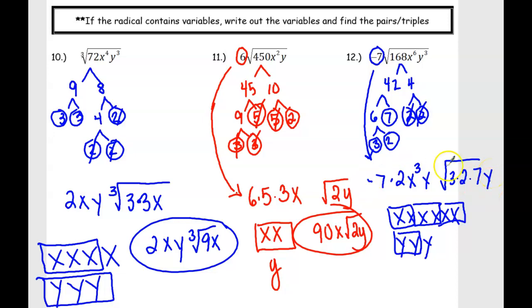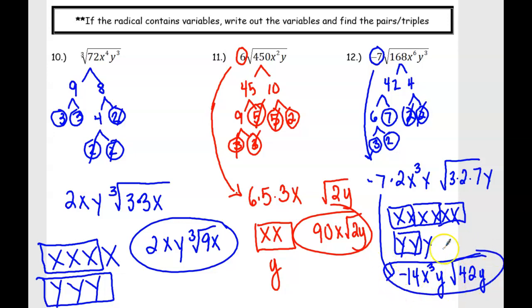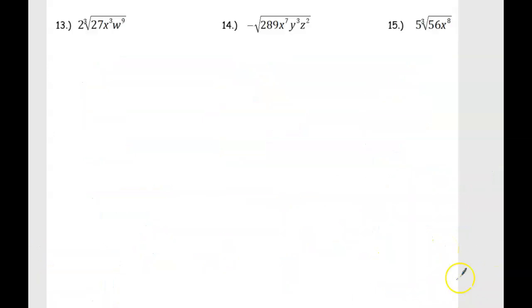So now when I multiply everything out, I'm going to come down here and do negative 14, x to the third, y, radical, 6 times 7 is 42, and then I have a y. There it is. These get a little confusing, so I really want you to pause and try the next one yourself. And I will go ahead and actually do these.